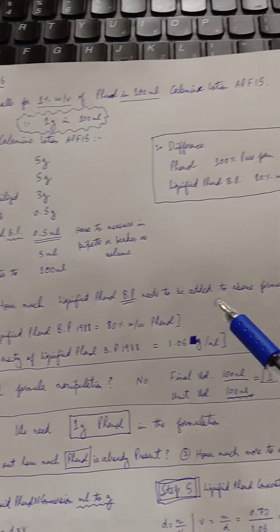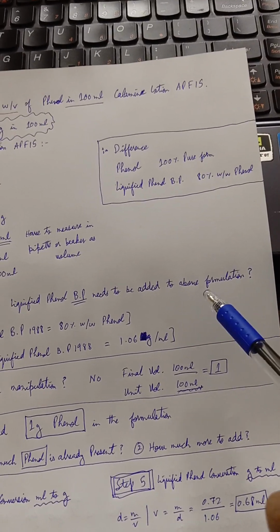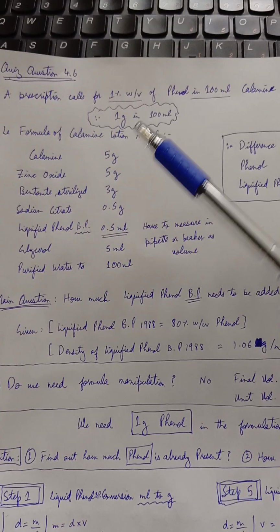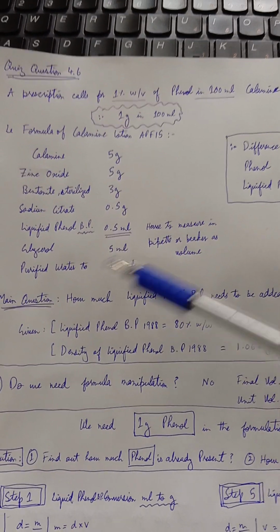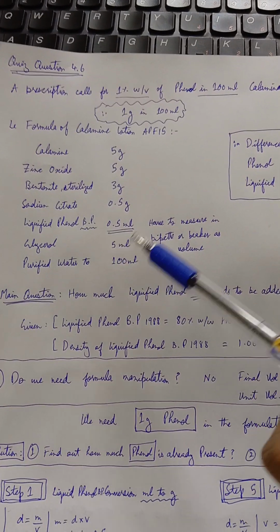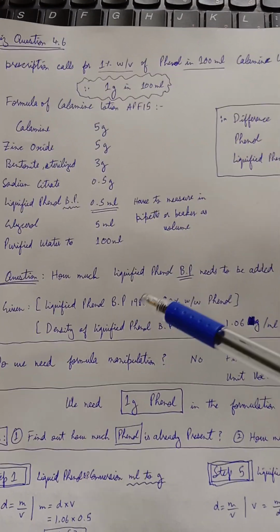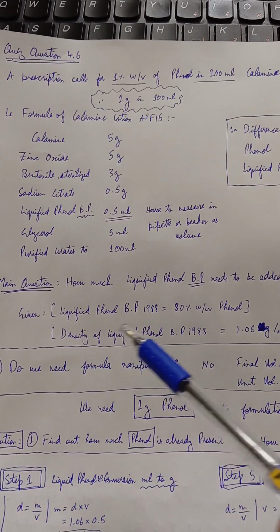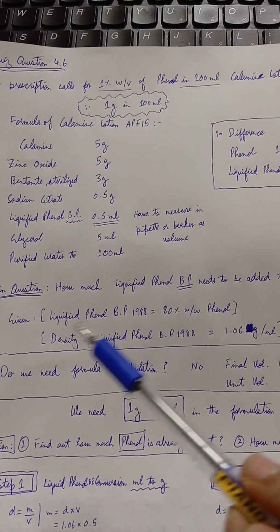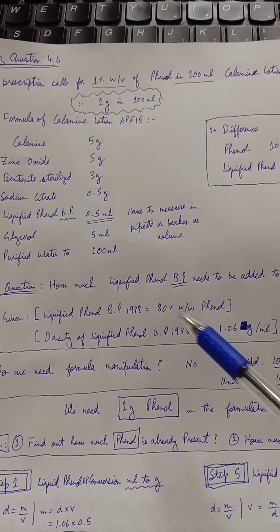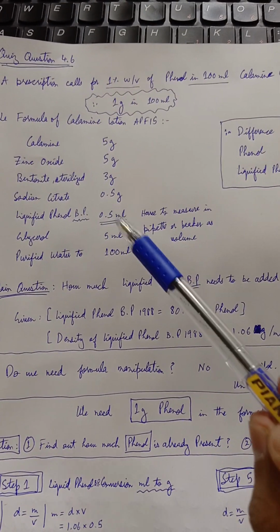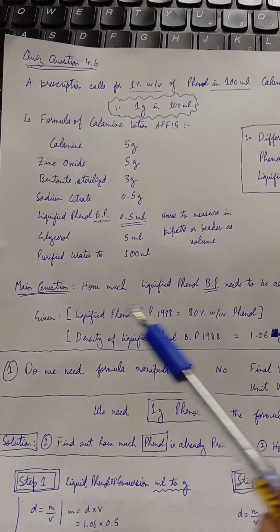Now the main question is how much liquefied phenol needs to be added to the above formulation to make it 1 gram of pure phenol. Now it is mind-boggling for now, but we will see how to solve this kind of question. We are talking about phenol, liquefied phenol, this milliliter, and in the given part they told us that the formulation liquefied phenol BP contains 80% weight by weight of phenol. So we will see how we convert this milliliter to weight.